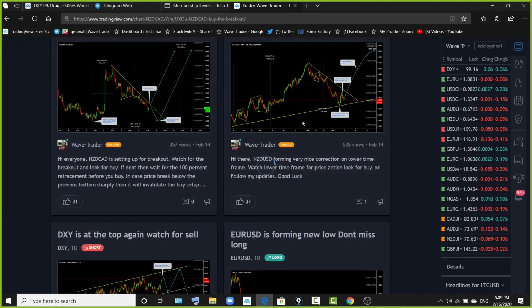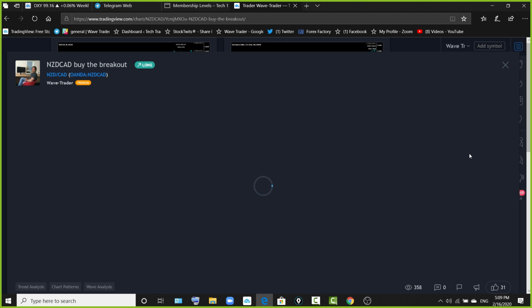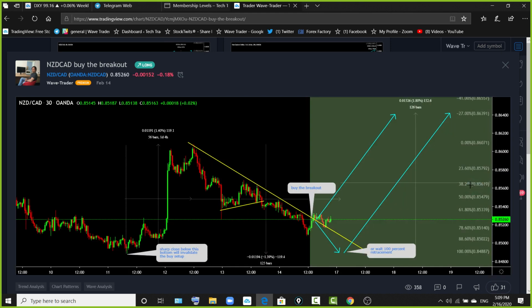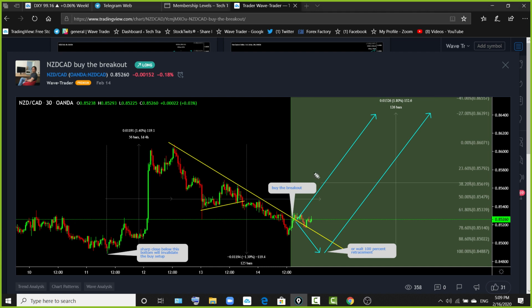Buy the breakout. Kiwi Cat, watch for the breakout to happen and look for this to buy. The breakout is already happening, but it's not so strong. Next week when the market opens, this correction, which is on the 30-minute time frame, should break out and Kiwi Cat should continue to go higher. If not breaking, it goes down, tests this previous bottom, and we watch for it to break out from there and continue to go higher.